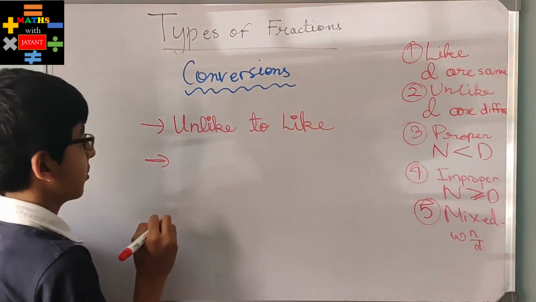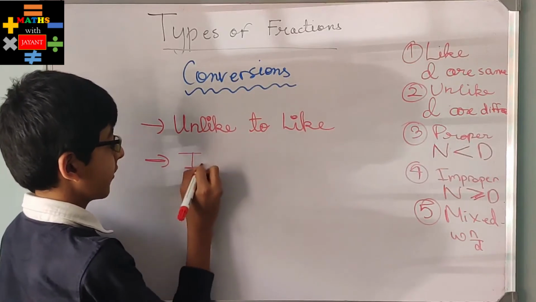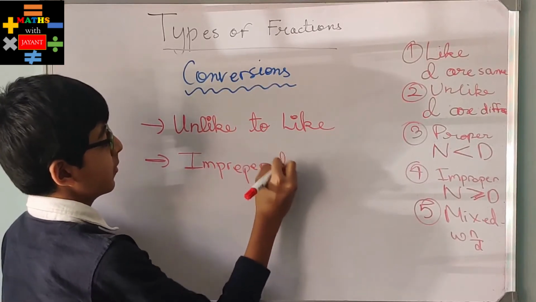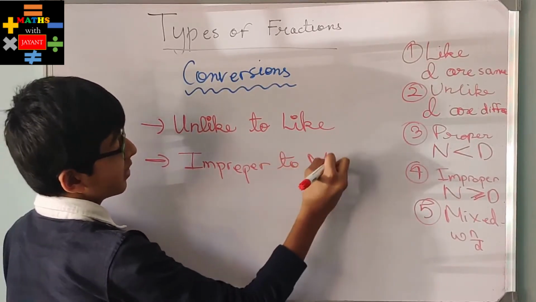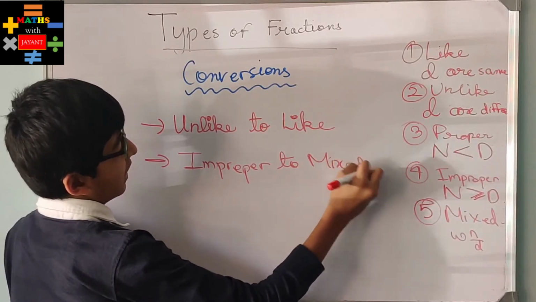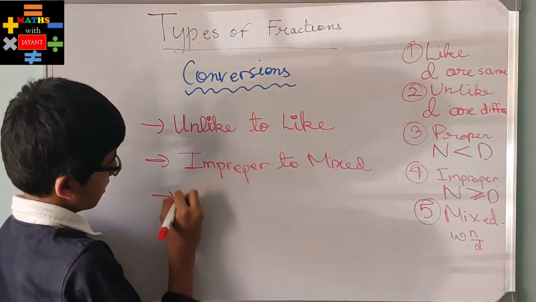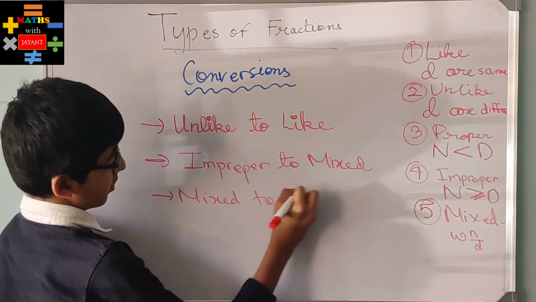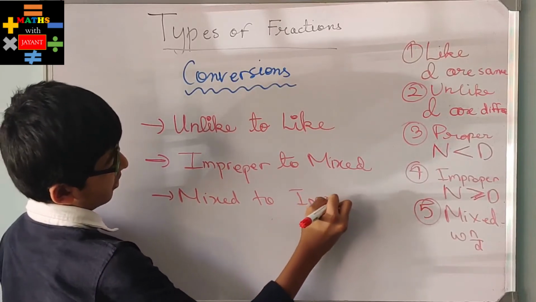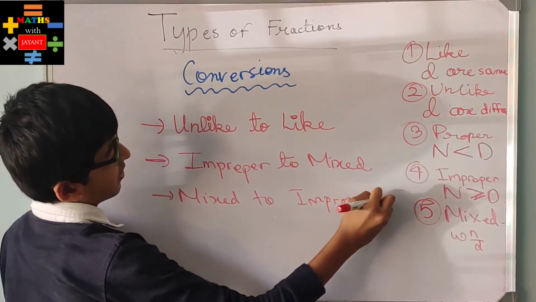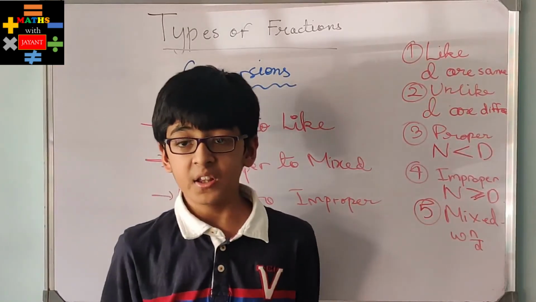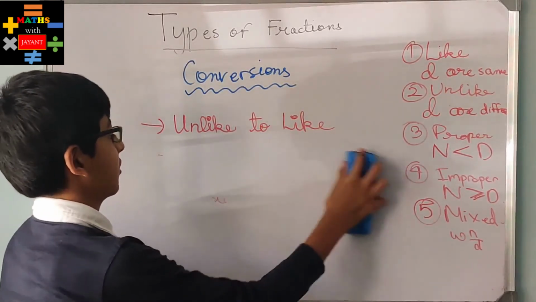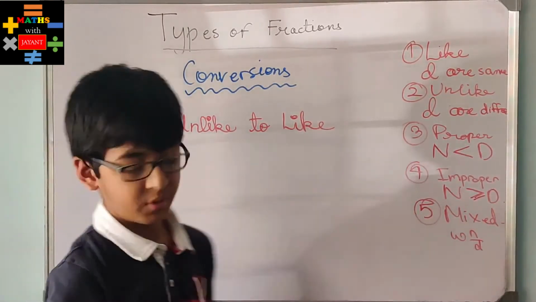Moving on to a second conversion. Over here we are going to be converting the different improper fractions, and we'll be learning how to convert them into mixed fractions. And then we are going to learn how to convert a mixed fraction to an improper fraction. So let us learn each of these conversions in detail. First, let us start off with unlike to like fractions. This is our first conversion.